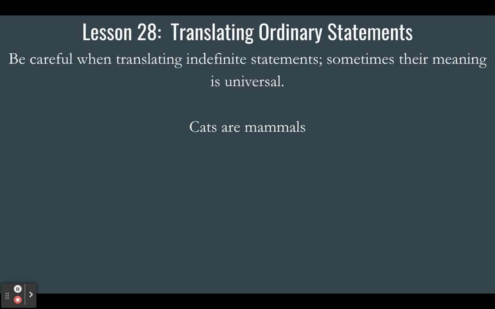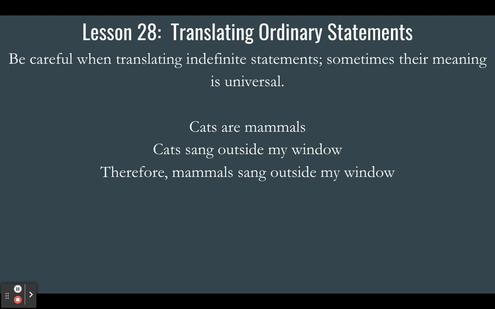So sometimes indefinite statements can be universal. So for example, cats are mammals. Now we don't see all cats, we don't see any cat or every cat, but we know that that's actually a universal statement. So cats are mammals. In this sentence, that would be a universal. So we would say all cats are mammals. But in the very next sentence, the same word: cats singing outside my window. How many cats are we talking about? Are we talking about every cat on the planet? I don't think so. They wouldn't be able to fit around your window.